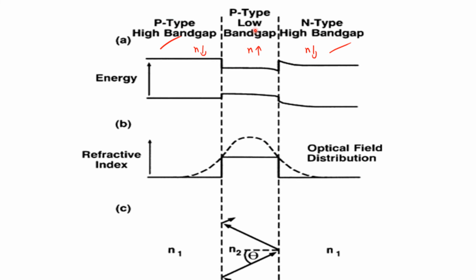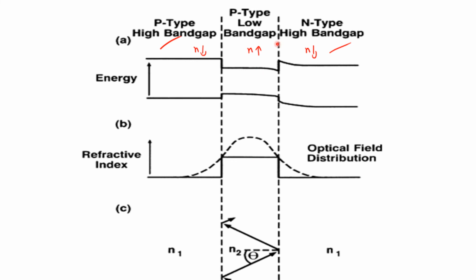Now if you look here, the low band gap material is sandwiched between the two high band gap materials, so that the charge carriers cannot escape from this active region. It is made to stay back within the active region. So charge carrier confinement takes place.